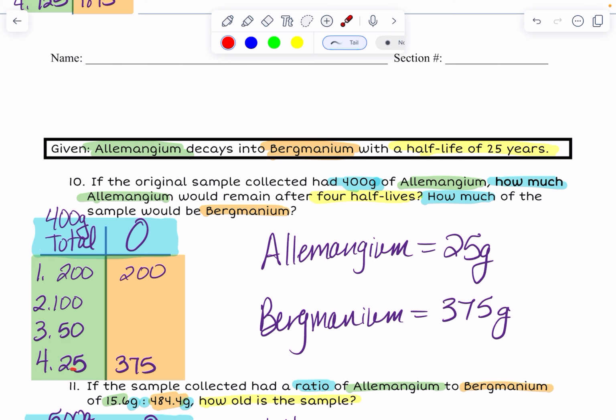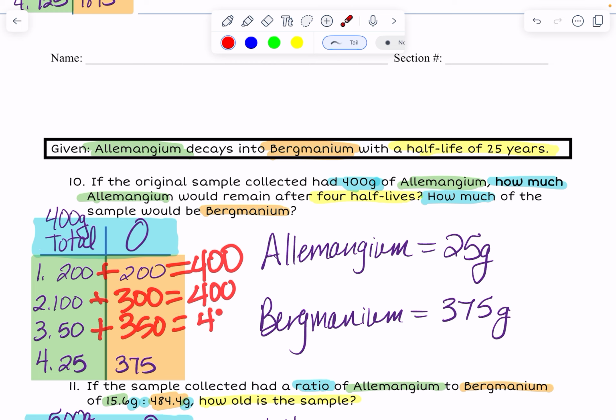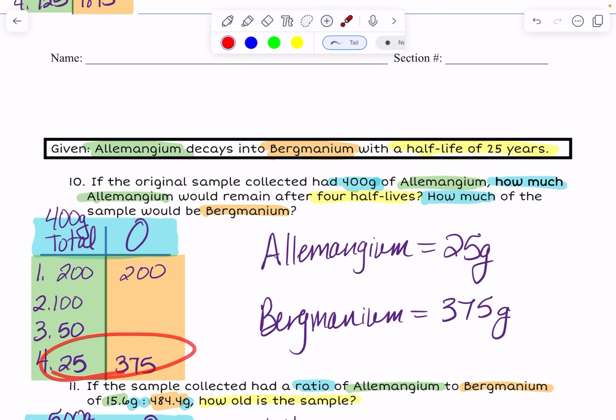So I know that 25 plus the amount of bergmanium should equal 400, because 200 plus 200 equals 400, and 100 plus 300 equals 400, and 50 plus 350 equals 400, and 25 plus 375 equals 400. So we're always keeping track of that 400 total. We know where all of those grams went because matter cannot be created or destroyed. So we know that the amount of bergmanium is 375 grams in that quantity problem.